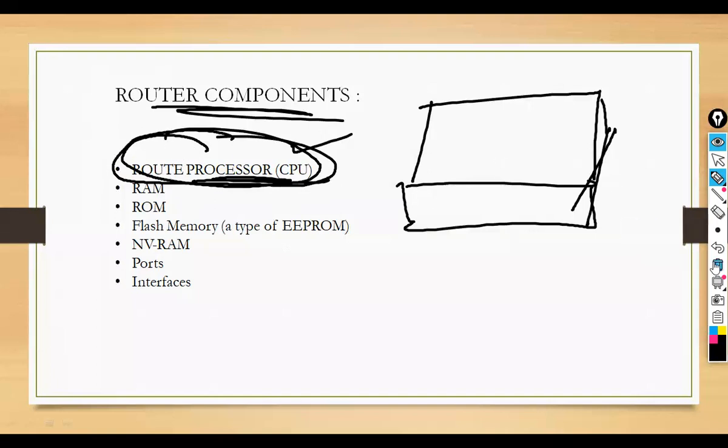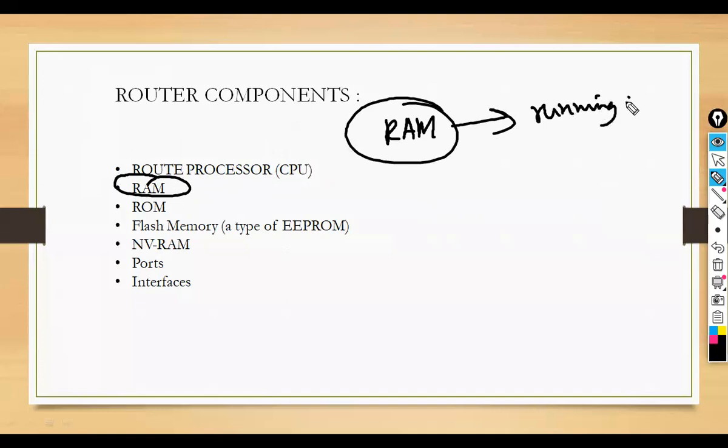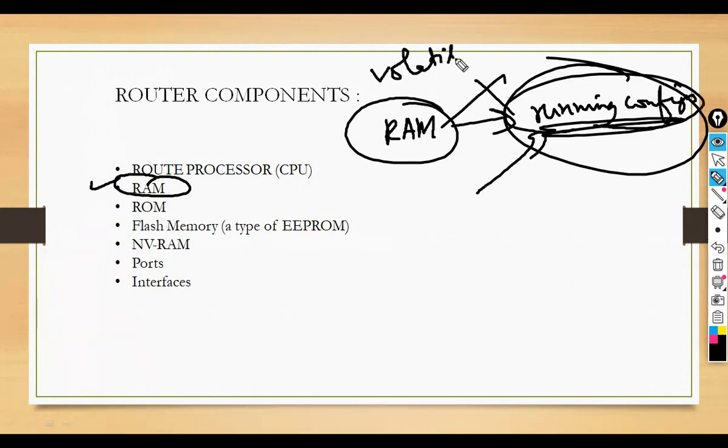Another thing is the RAM. RAM, you already know, is random access memory. RAM consists of the running configuration. Whatever configurations you do from today on, it will be present in the RAM. But the problem is that when the power goes, all the values will go. So the RAM is volatile.